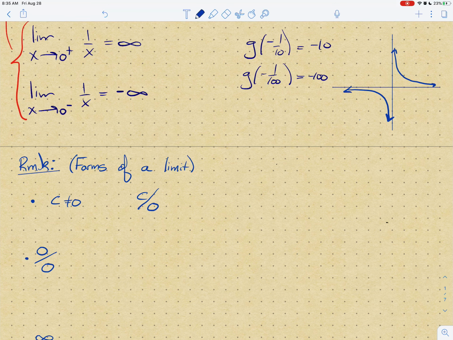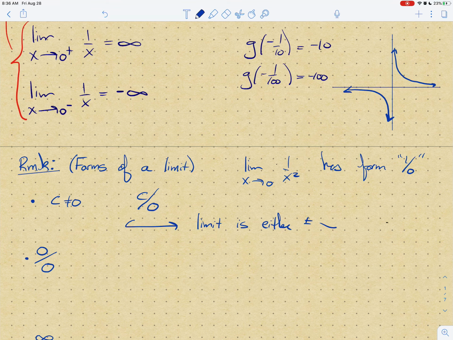My c would be 1. So let's squeeze that in up here. The limit as x goes to 0 of 1 over x squared has the form 1 over 0. Now, again, 1 over 0 is a problem. That's undefined. But what I want you to realize is any time you have a form like this, 1 over 0, your limit is going to be either plus or minus infinity.